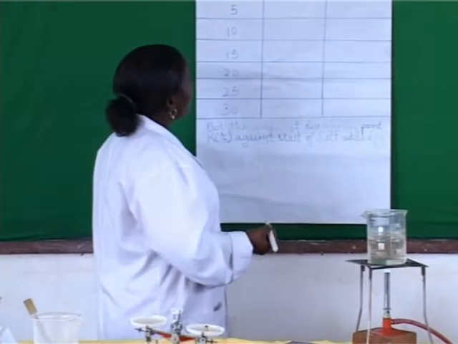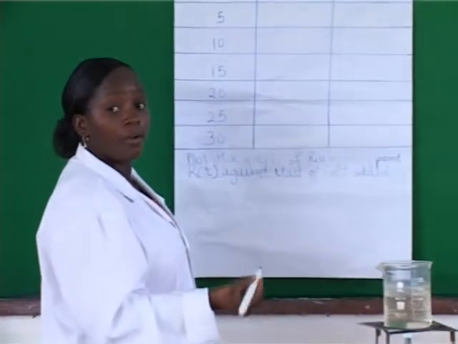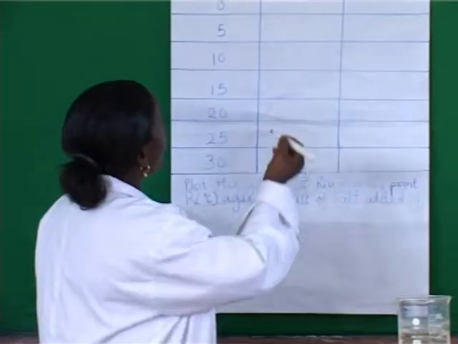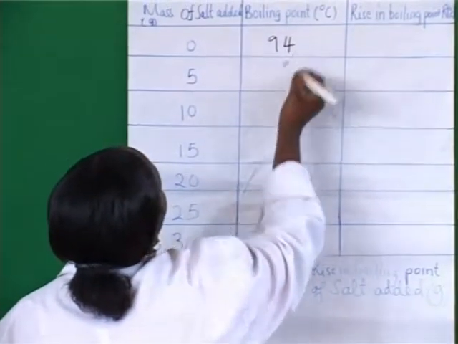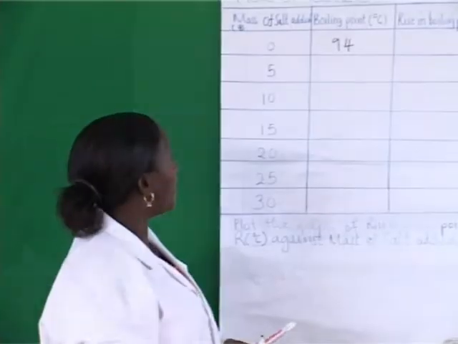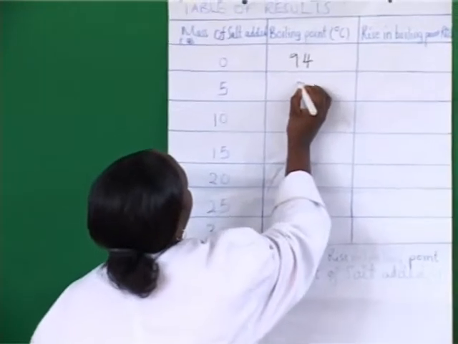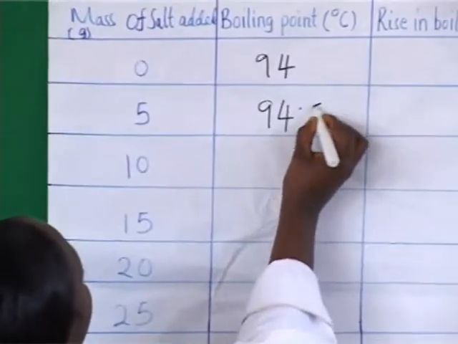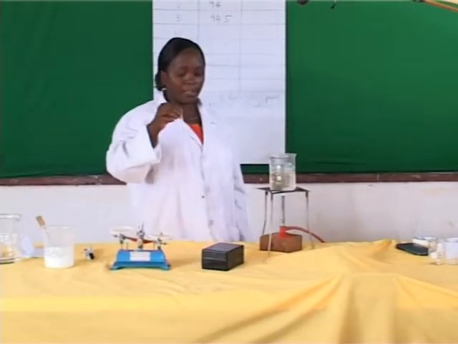Record the boiling point of water before salt is added. It was 94 degrees centigrade. After adding 5 grams of salt, it was at 94.5 degrees centigrade. Record again the temperature.